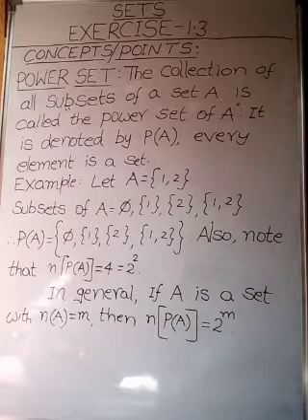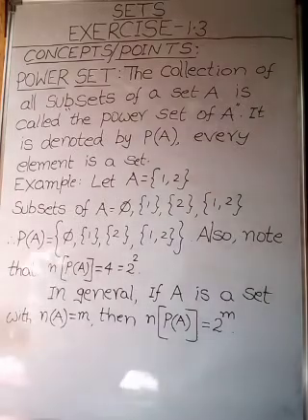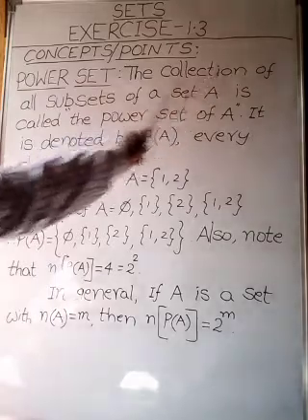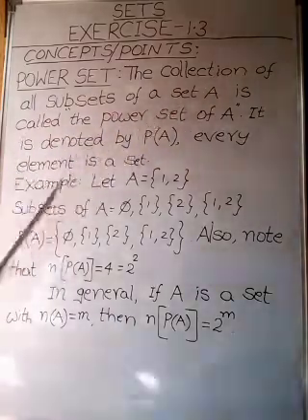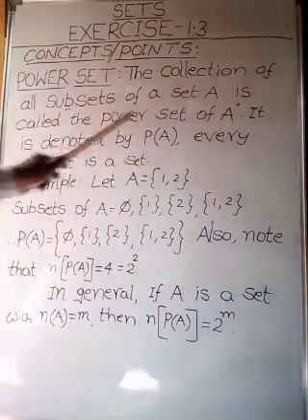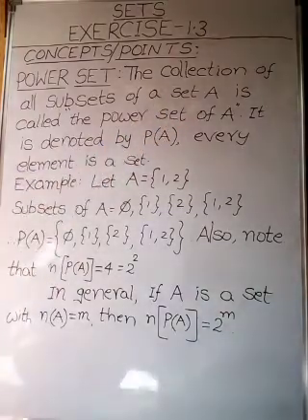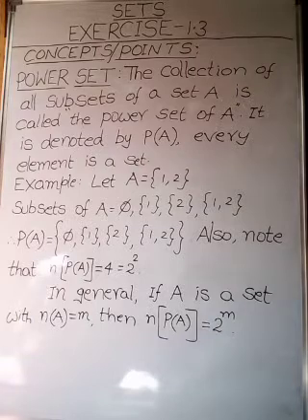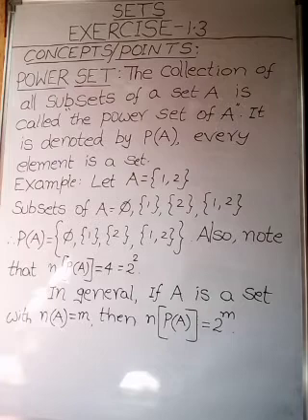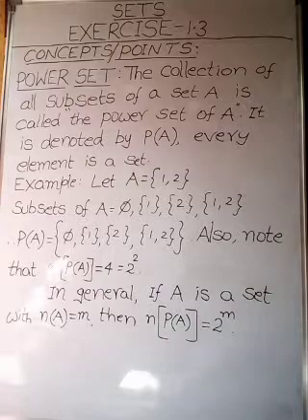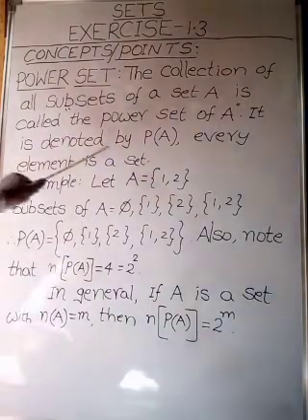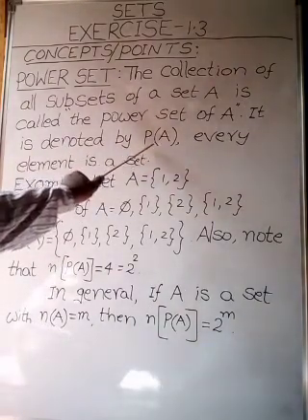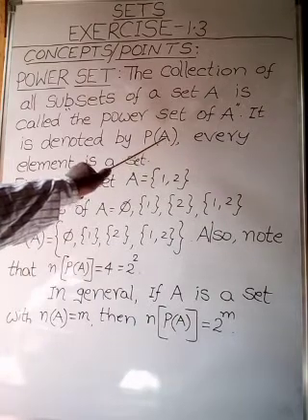What is the definition of a power set? See here the definition. The collection of all subsets of a set A is called the power set of A. You know the subsets of A, how to write the subsets of A. Then if we write all these subsets together as one set, that set is called the power set of A, and it is denoted by P of A. P of A denotes the power set of A.